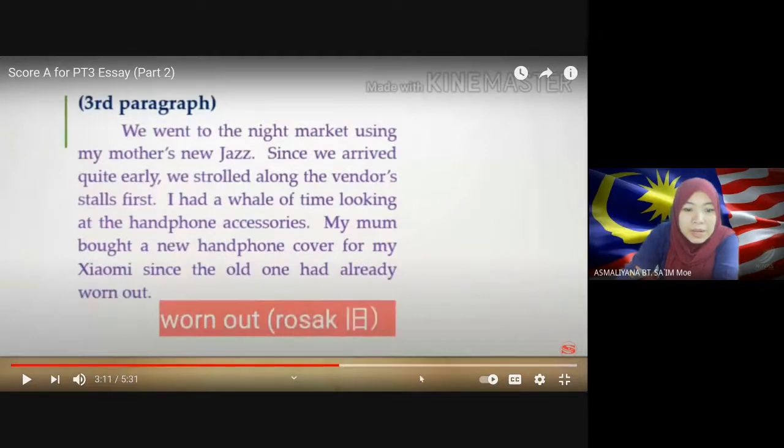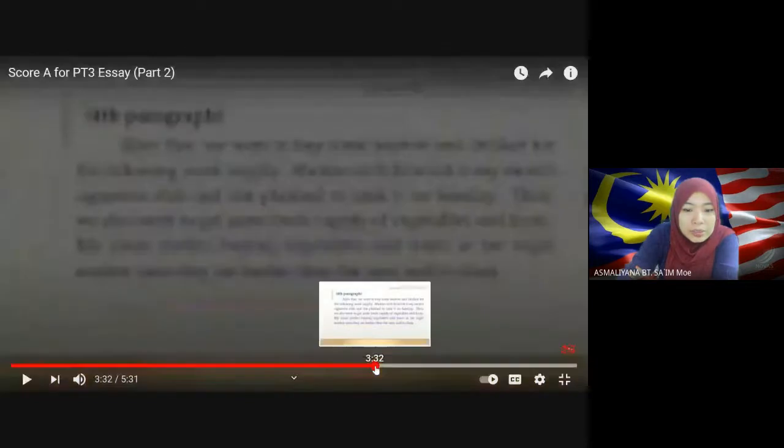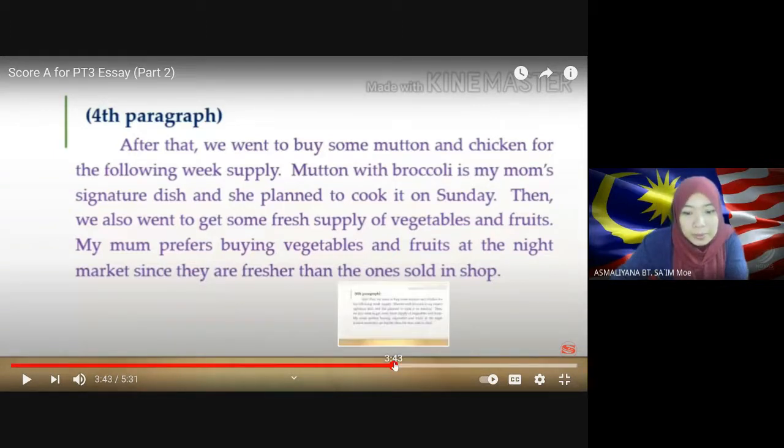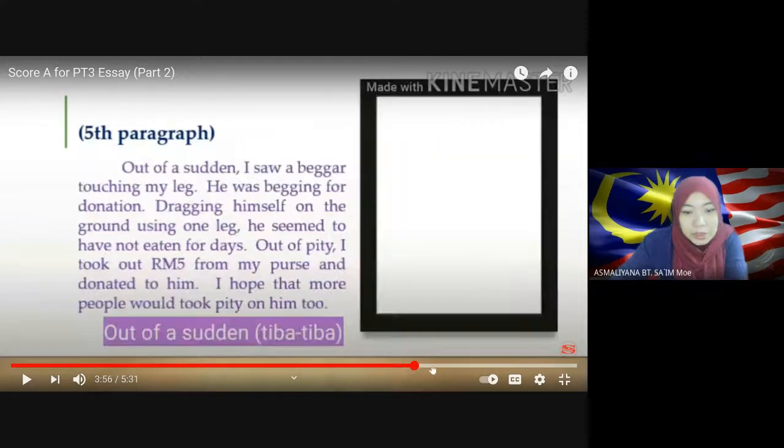Third paragraph, I'm just showing an example, because I want to do an exercise after this. Fourth paragraph, if you notice, look at what it gives. Mutton with broccoli is my mom's signature dish and she planned to cook it on Sunday. Then we also went to get some fresh supplies of vegetable and fruits. You know, you are applying your personal experience. Your personal experience, how you do the things or follow the question.